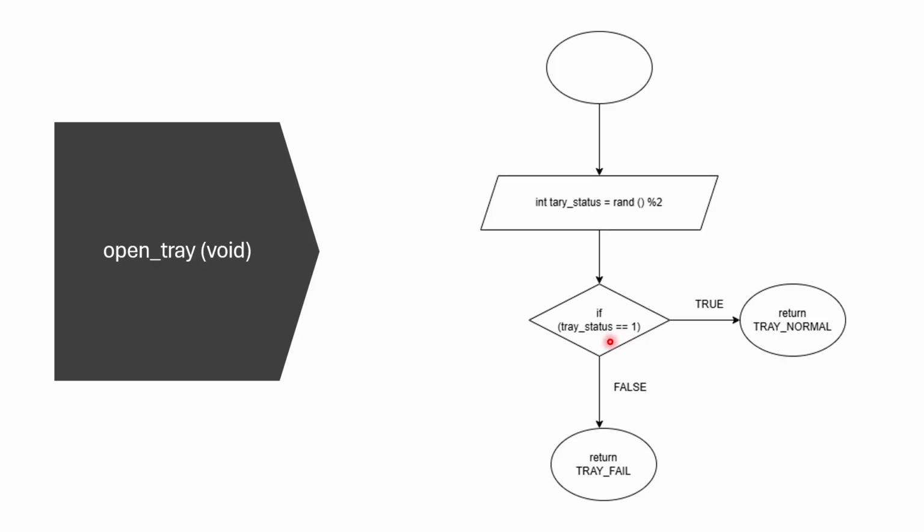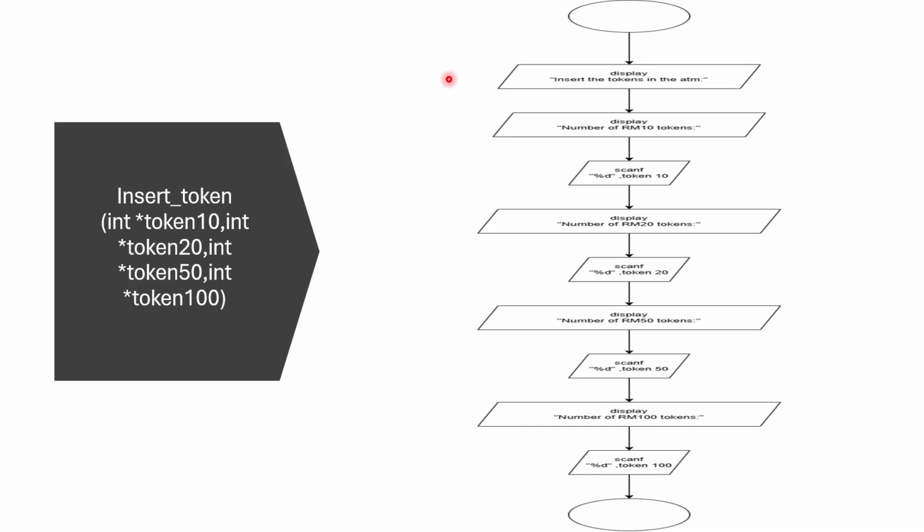So we proceed to the next flow chart, the deposit.c flow chart. The first function is open tray void. Firstly, we must initialize the tray status equal to random, which will give us a random number between 0 to 1. So we go to the if function. If tray status is equal to 1, if the condition is true, it will return tray normal. And if the condition is false, it will return tray fail.